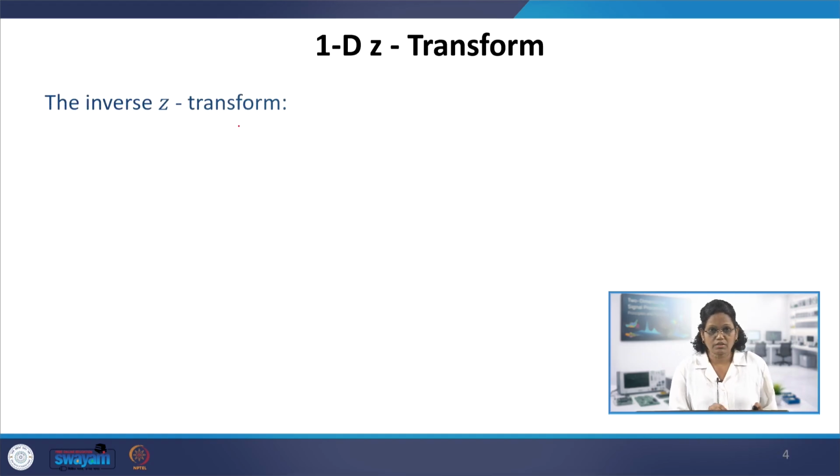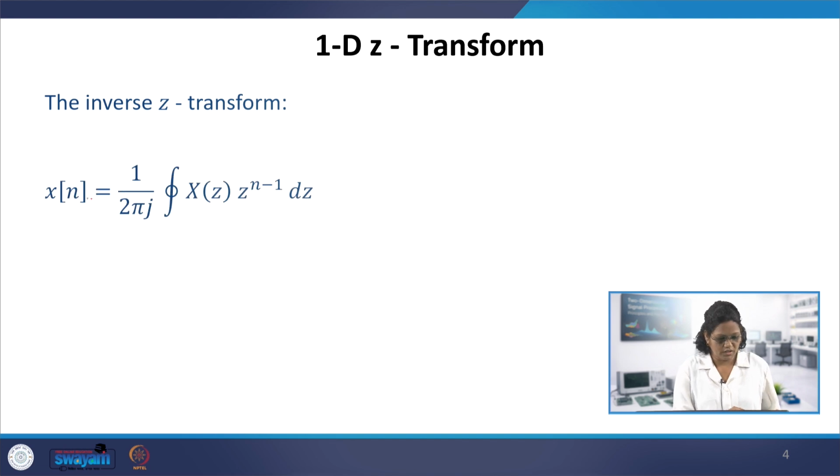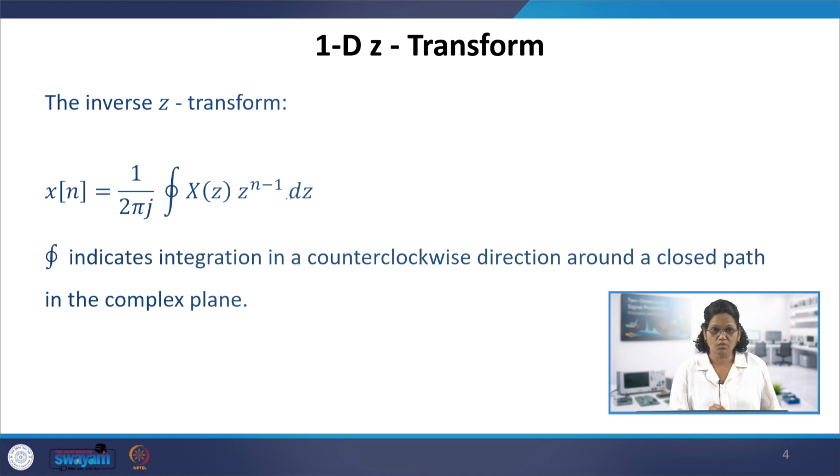The inverse Z transform is based on Cauchy's integral. You can get back the sequence x of n, the 1D sequence, using X of z, which is known, with z power n minus 1 dz.